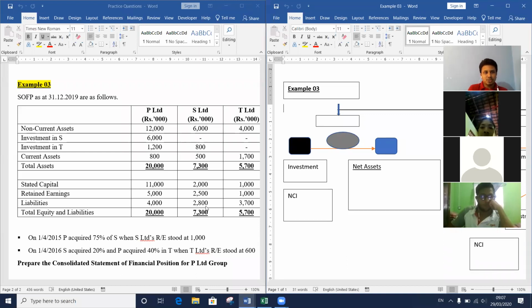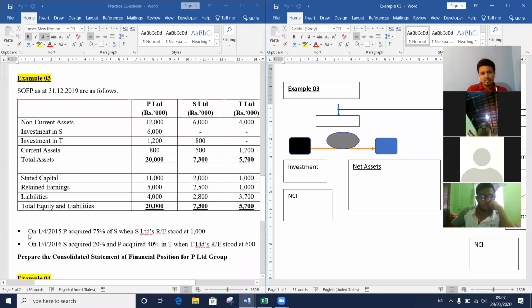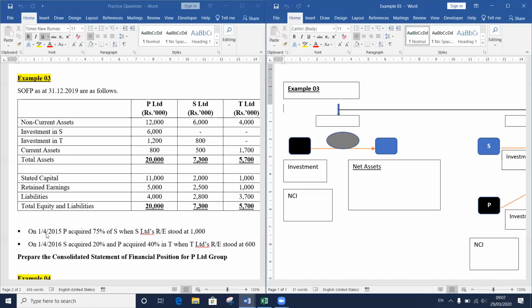Statement of financial position as at 31st December 2019 are as follows. Right? P limited, S limited, and T limited. Non-current assets given, investment values given, current asset figures given, equity components given, and liabilities are given. Right. Then it provides us the acquisition details, so acquisition information. On 1st of April 2015, P has acquired 75% of S when S Limited's retained earnings stood at 1,000.